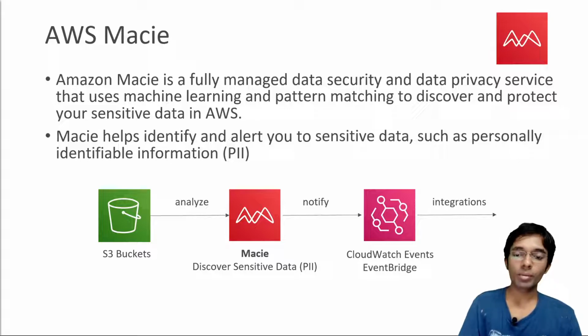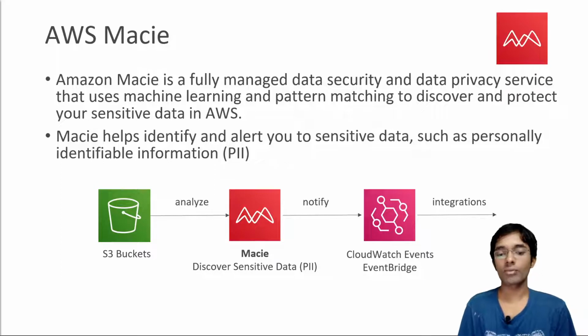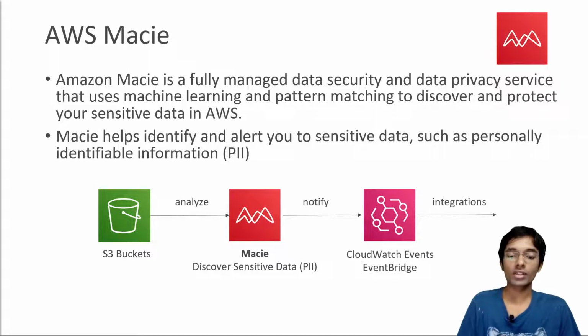So very simple, your personally identifiable information data will be in your S3 bucket and will be analyzed by Macie, which will discover what data can be classified as personally identifiable information, PII, and then will notify you through CloudWatch events or event pages of the discoveries. Then with the integration with CloudWatch events, you can have integration into an SNS topic, Lambda functions, and so on.